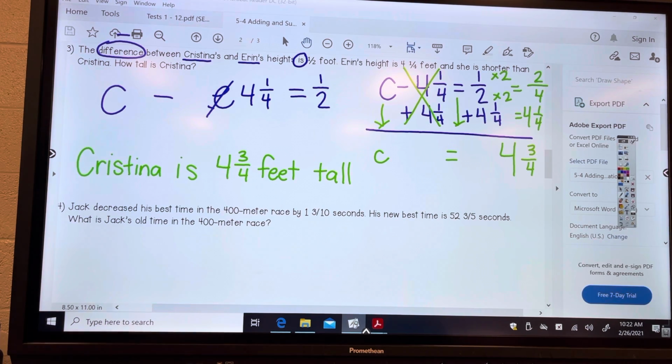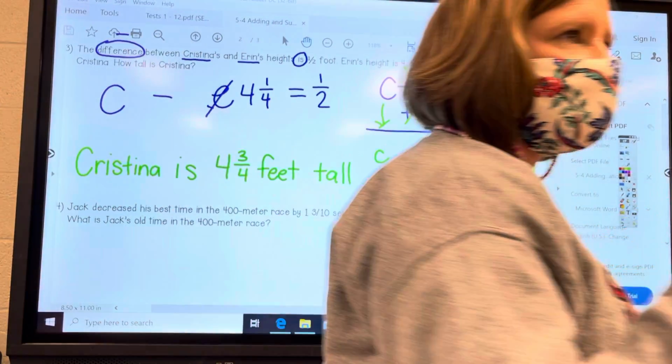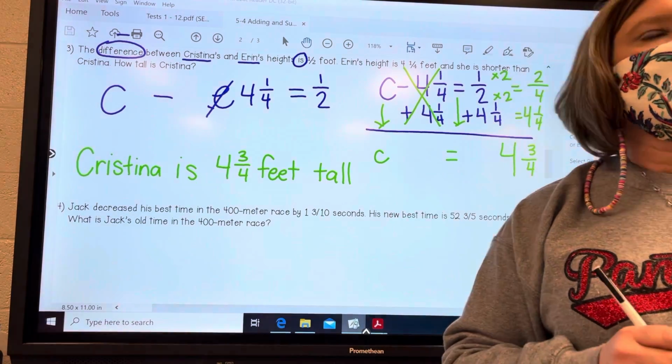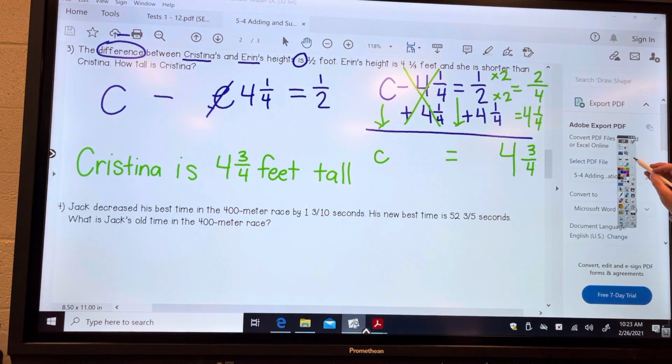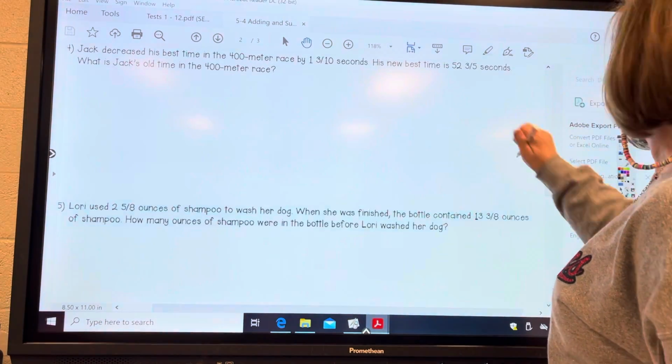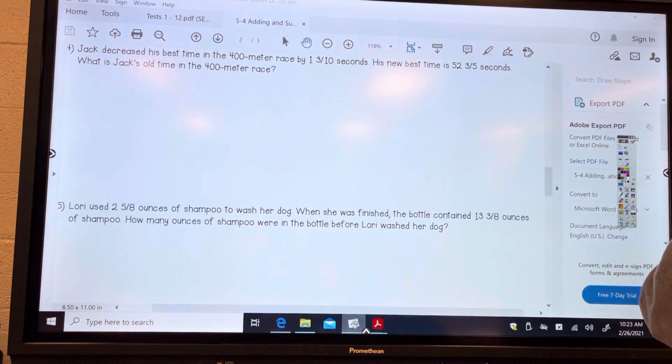How many of you plan on running track one day here at school? Nobody, not one person in here wants to be on the track team, be in an event, the 100-meter dash, 400-meter relay. None of y'all. What? I bet y'all might change your minds. Well, Jack is on the track team at school, okay?